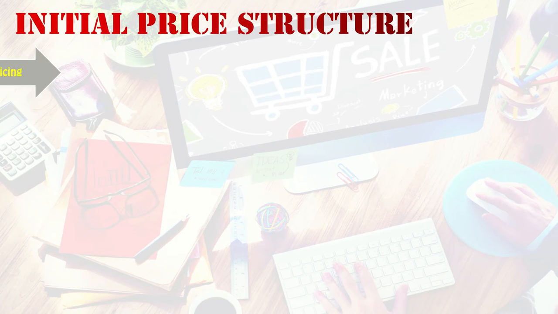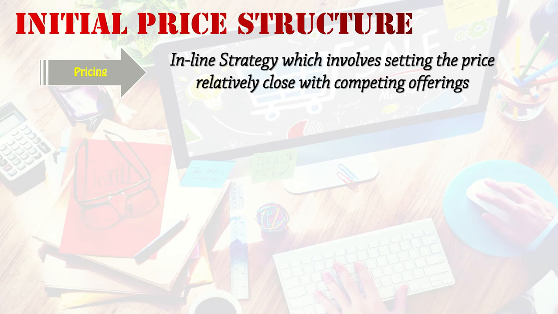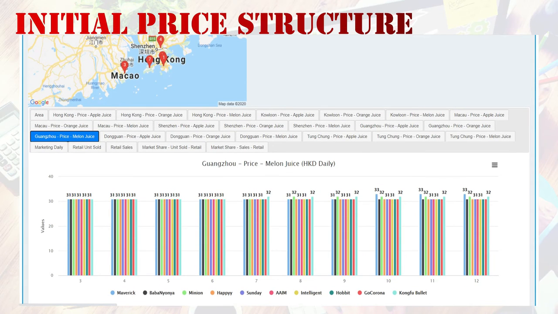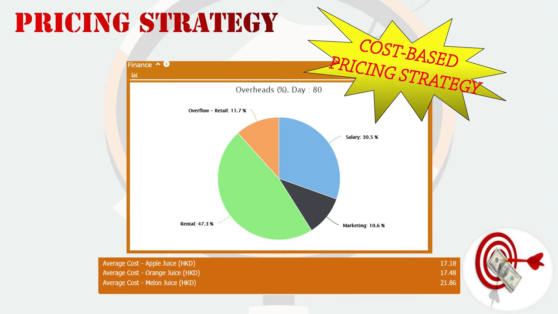Initial price structure. Commonly, we use the inline strategy as the initial price structure. The inline strategy involves setting the price relatively close to competing offerings, rather than setting the price so high as to deter customers or so low as to attract customers. As we can see, Kung Fu Bullet set the price for Guangzhou melon juice at 32, which is relatively close to the competitors.